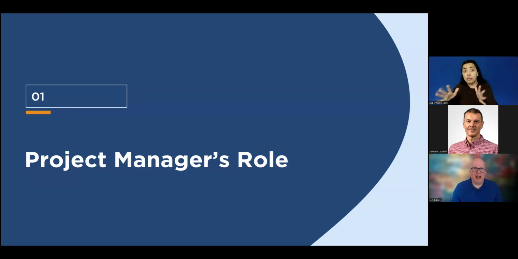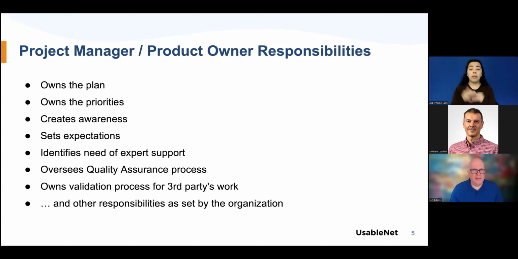So let's get in and talk about the project manager's role in accessibility. But before we get to accessibility, let's look at some of their responsibilities. Project managers, product owners have a lot of involvement in the software development lifecycle, of course. They're very often owning the plan for the projects that are happening, the individual sprints that are happening, making sure that things are moving through the process correctly. They often own the prioritization or at least heavily influence the prioritization of what's in those individual sprints, how projects are laid out.